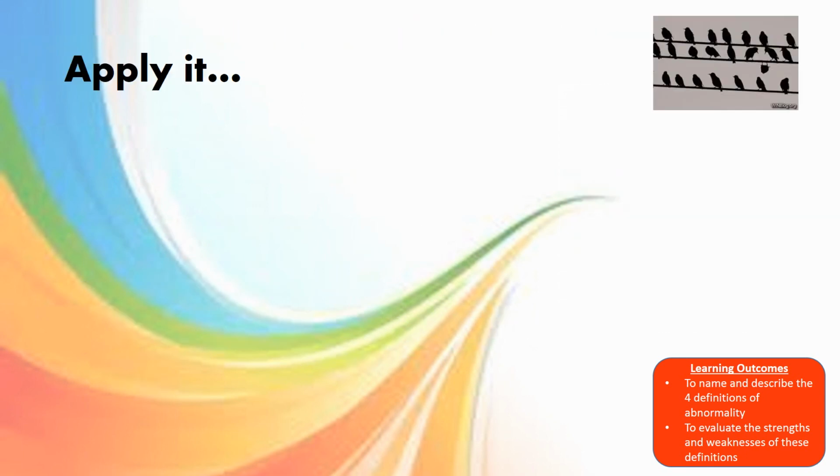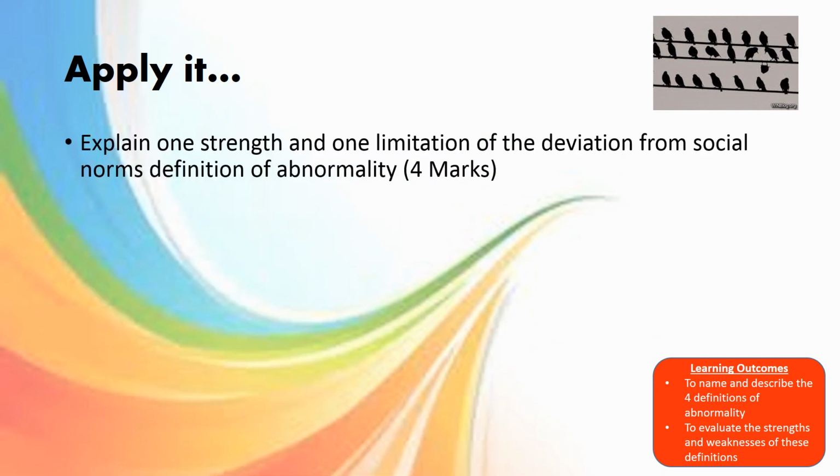So a little question to try out for you. One strength, one limitation of the deviation from social norms. So it's really important to identify what the strength and what the limitation is, and then you need to expand it. So this is the point where you can pause it and have a little go yourself. So 4 marks is what you're aiming for.